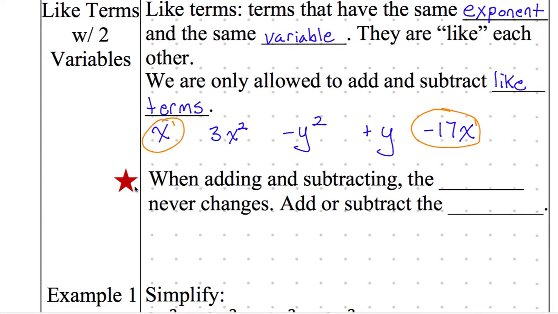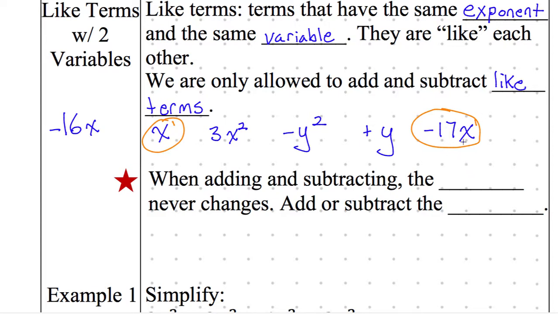All right, and here is our little guide. Whenever you are adding and subtracting, the what never changes. You're only adding and subtracting what? This is using the vocab that we learned yesterday, a little bit of review. For example, if I added these 2 together, I would get negative 16x. What did not change when I was combining those like terms? And what did I actually add? I'm looking for some really key vocab terms for this one. This one is pretty straightforward.